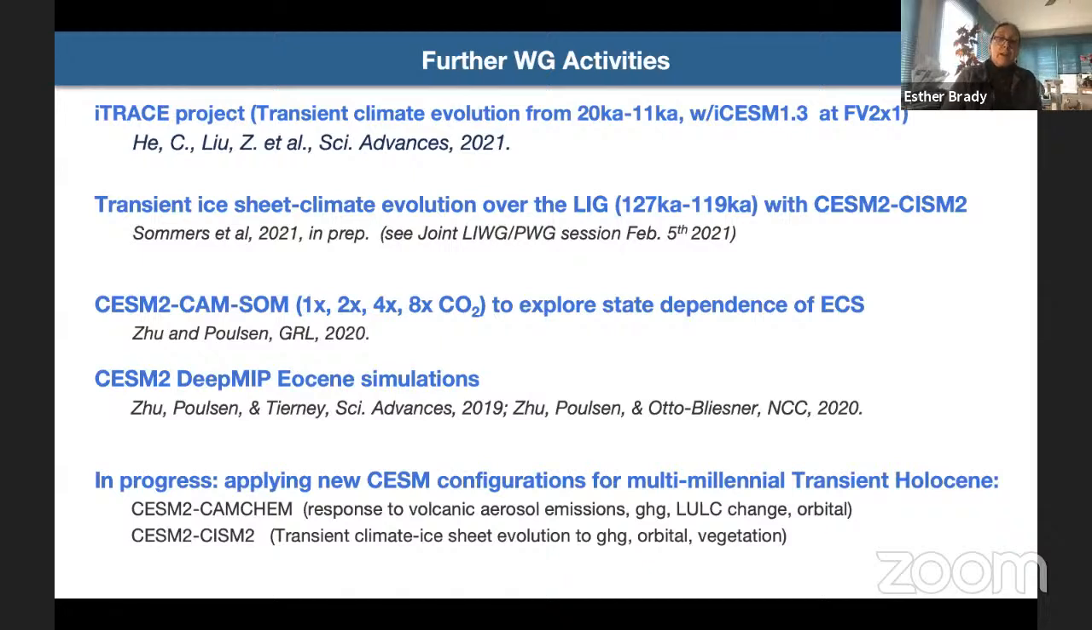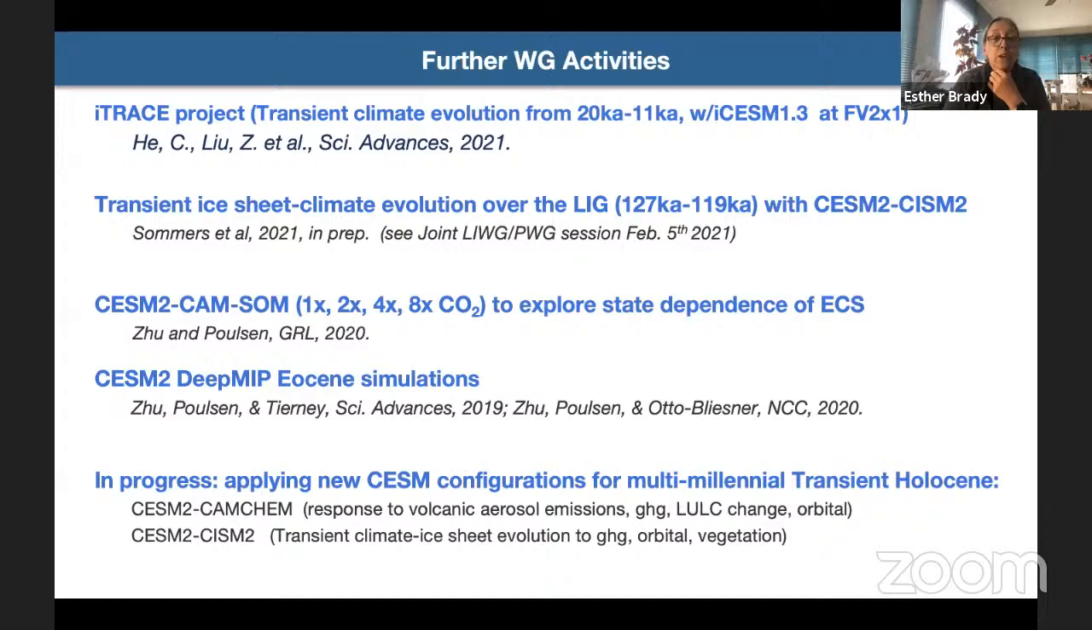Elise Sommers also presented on new work that is a project developed jointly with the Land Ice Working Group and the Paleoclimate Working Group to simulate transient ice sheet climate evolution over the last interglacial period. And that has a paper in preparation, and you can check out her presentation that she made during the joint Paleoclimate Land Ice Working Group meeting last week.